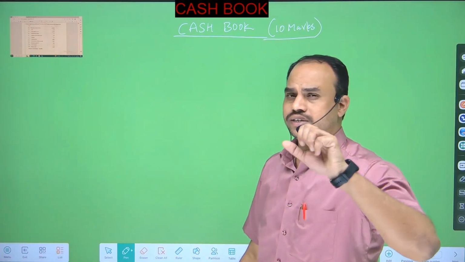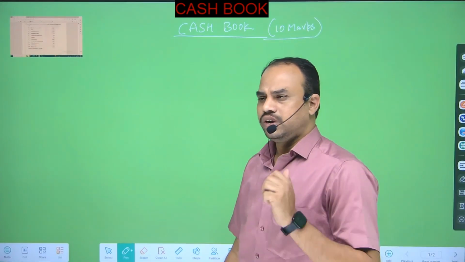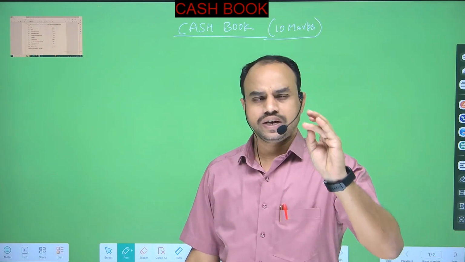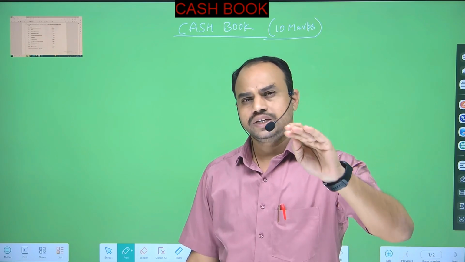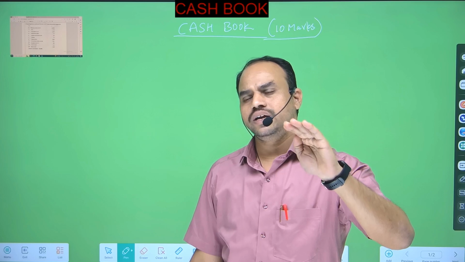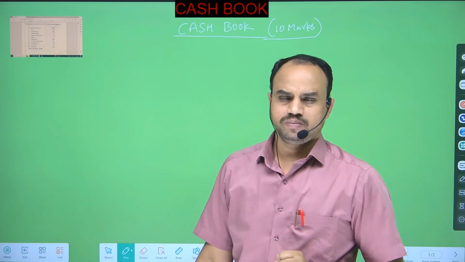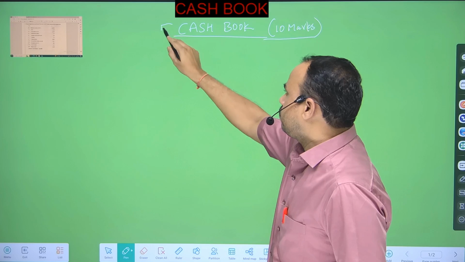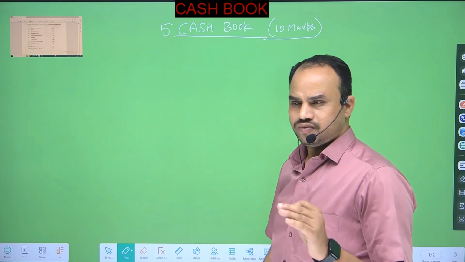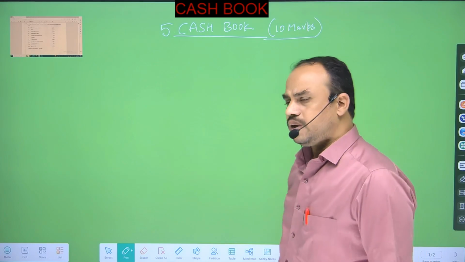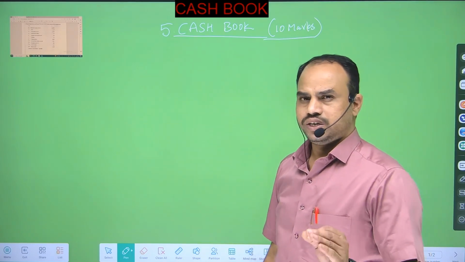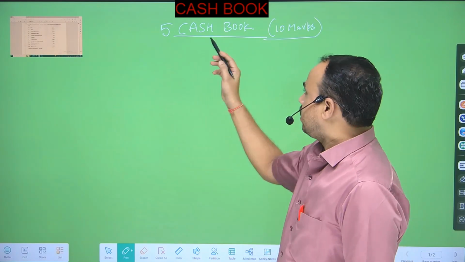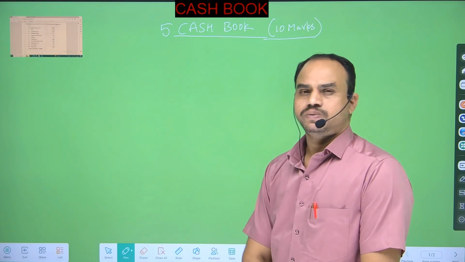See, there are 8 subsidiary books. In previous videos I explained to you: purchase book, purchase return book, sale return book, cash book, bills receivable book, bills payable book, and finally journal proper. Total 8 subsidiary books we have. In that, the 5th subsidiary book is cash book. Very important. This is the 5th chapter in intermediate accountancy. Compulsorily you are going to get a 10 marks problem from this chapter. So cash book is an important subsidiary book.